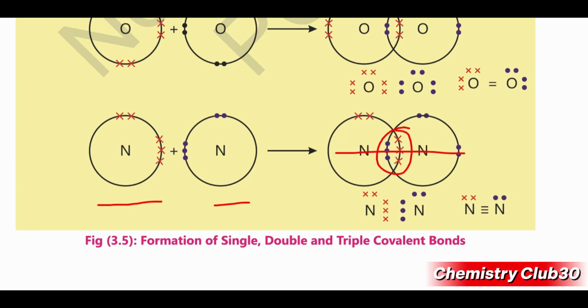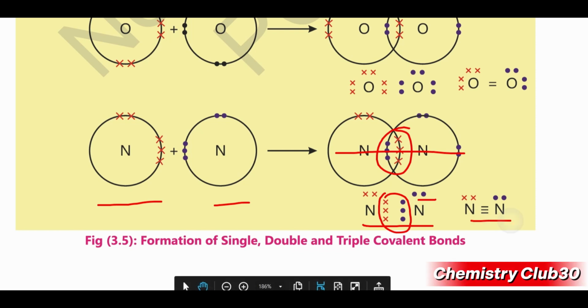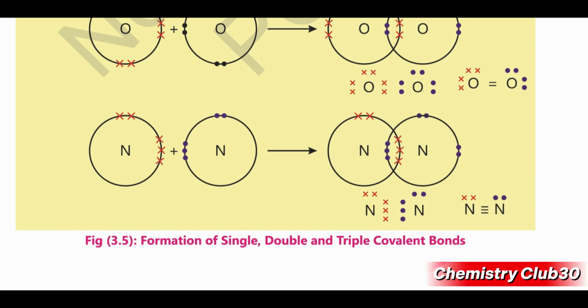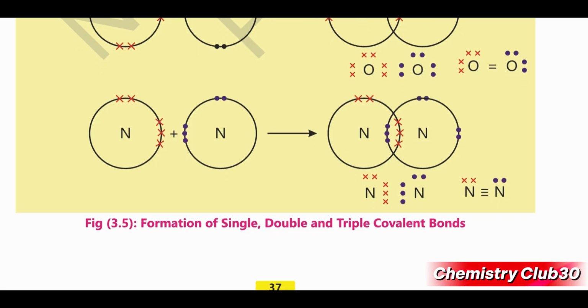An electron dot and cross formula of nitrogen is given here. These are the shared electron pairs, and each nitrogen atom has one lone pair which is not bonded, and the triple bond can be represented by three lines which are present in the center of the two nitrogen atoms.